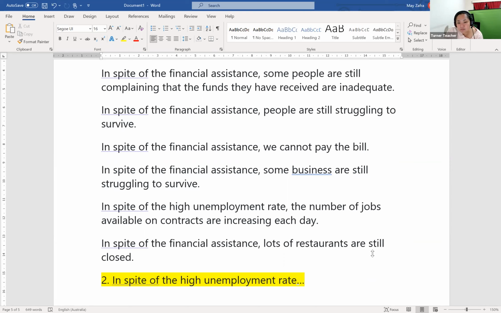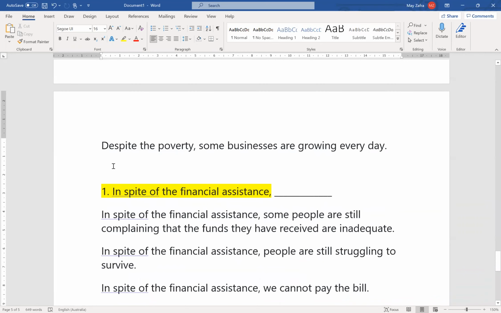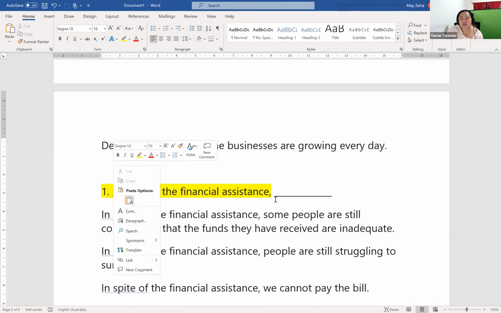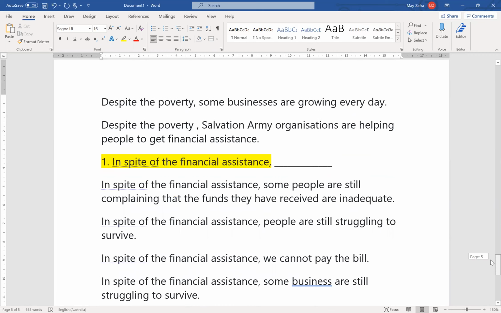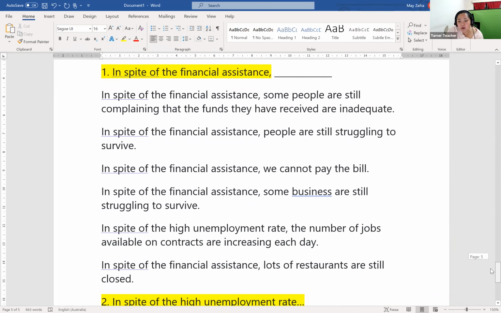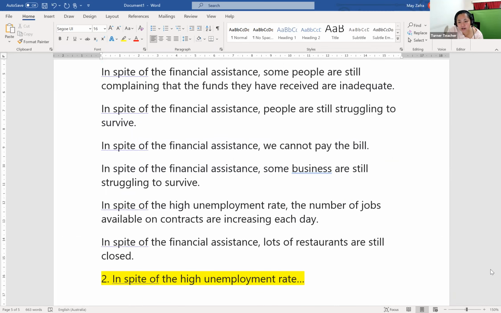Despite the poverty, Salvation Army are helping people to get financial assistance. Yes, this is correct. Are you getting the difference now? Yes, because you explained to me this is poor, so what we can get better. Yeah. So if poor is a negative situation, think of something positive. Okay. Thank you, May. No worries. In spite of the financial assistance, some people are still complaining about their life. Yeah, correct. Well done.